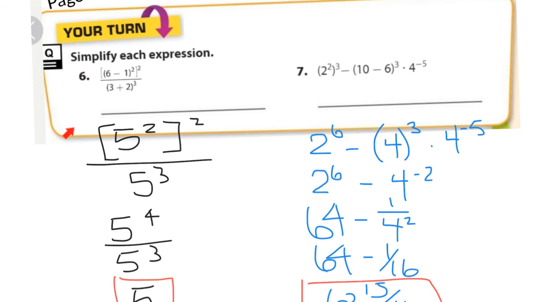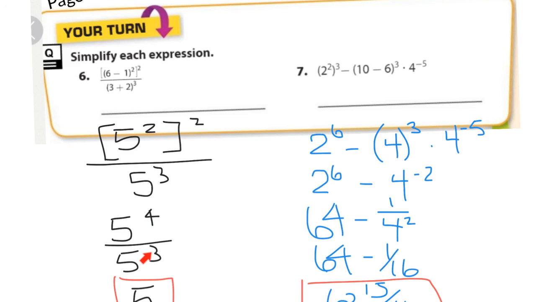Okay, so these require some space. What I did here is 6 take away 1, working my innermost parentheses. 6 take away 1 was 5, and that's still squared, and it has the squared on the outside. 3 plus 2 is 5, and that's going to be cubed. Then I want to simplify my numerator some more because I have 2 powers. So 2 times 2 is 4. That's 5 to the 4th.